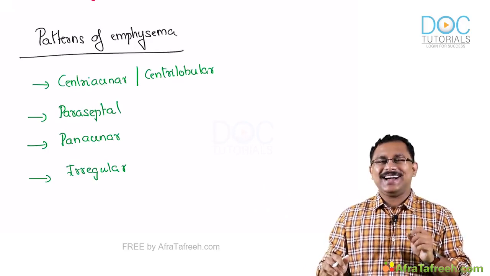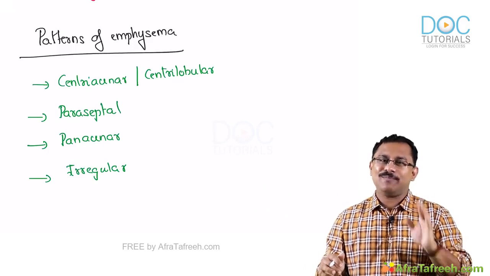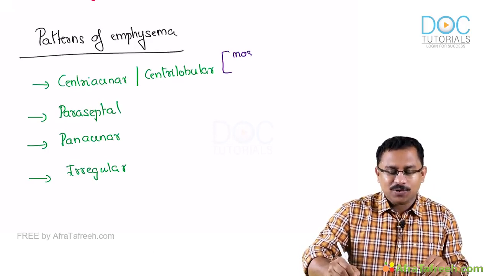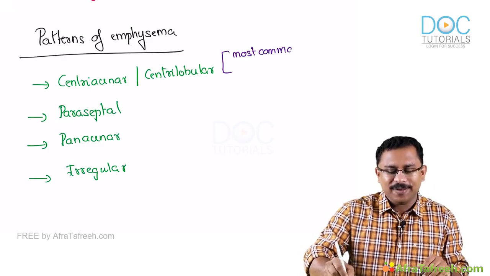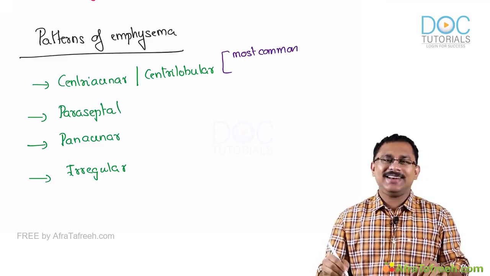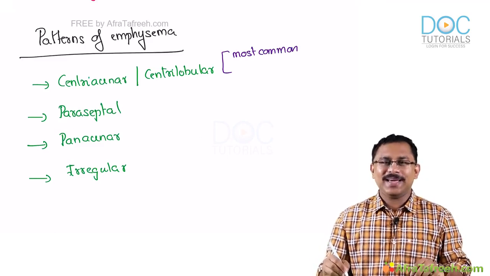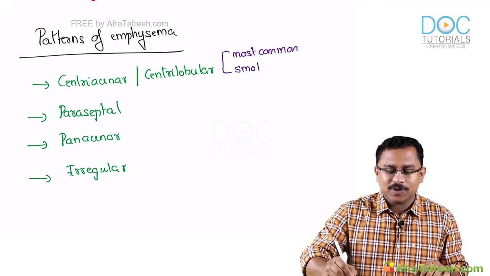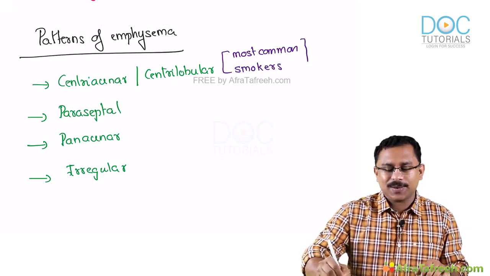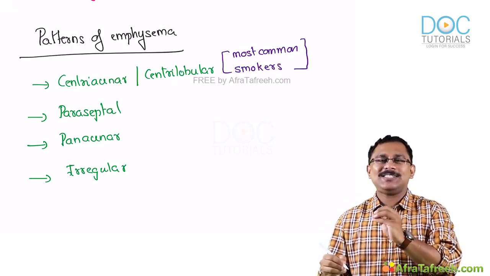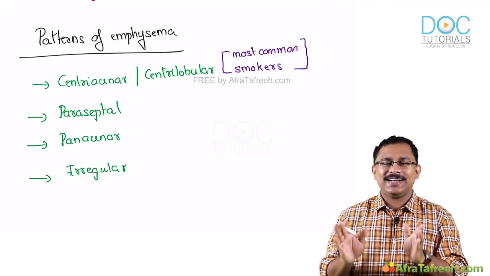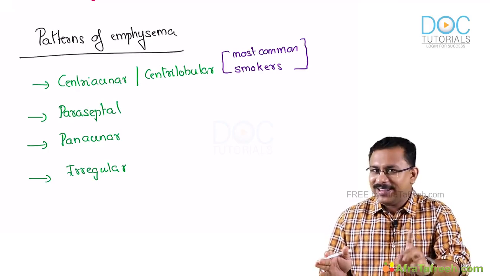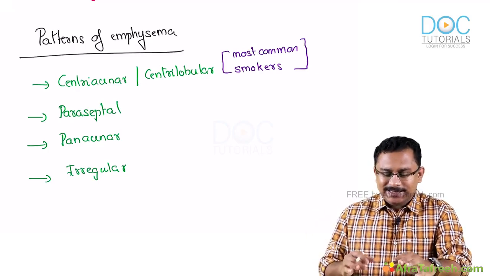Now regarding this, I want you to remember two multiple choice questions. Number one, this is the most common pattern of emphysema. Which one? The centri-acinar. Okay, very important. That is the most common pattern. Second point is that this is the pattern that is common among smokers. Okay, this is the one that is common among smokers. So centri-acinar or centrilobular is the most common type of emphysema. Very clear? Okay.